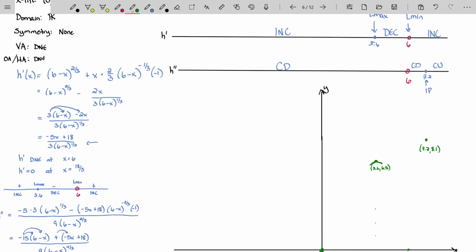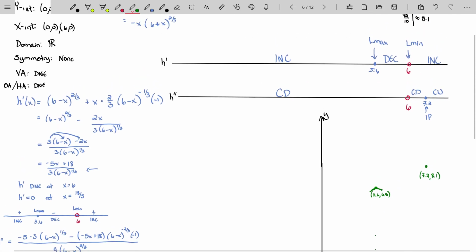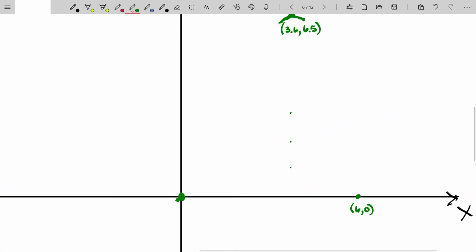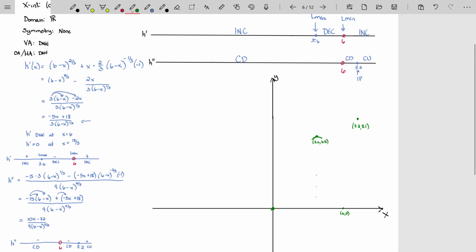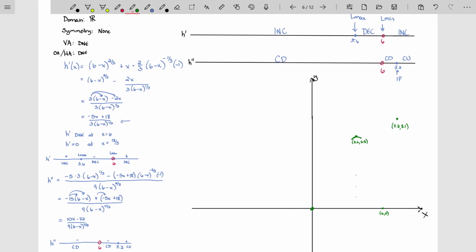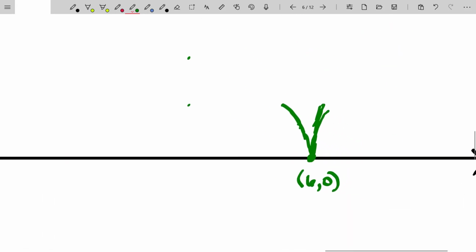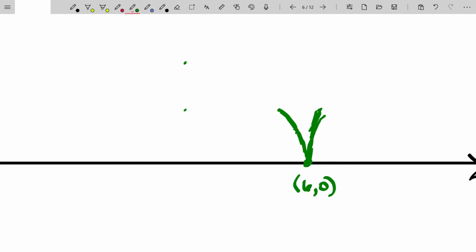In fact, that might be a good piece of advice: when you have these local maxes and local mins, it might be a good idea to draw there first. So it goes from increasing to decreasing at that local max, and it's concave down. At that local min at x equals 6, which is down here, it goes from decreasing and concave down to increasing and concave down. Notice what just happened there. It went from decreasing and concave down to increasing and concave down.